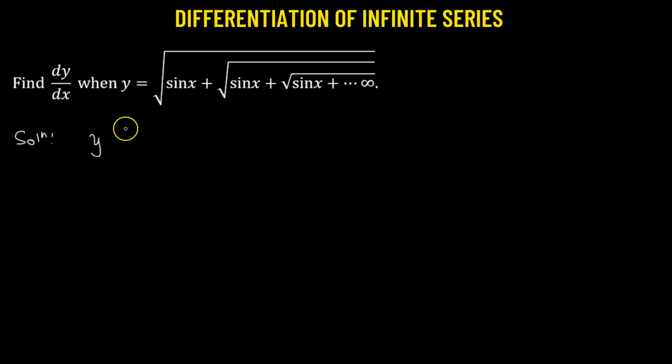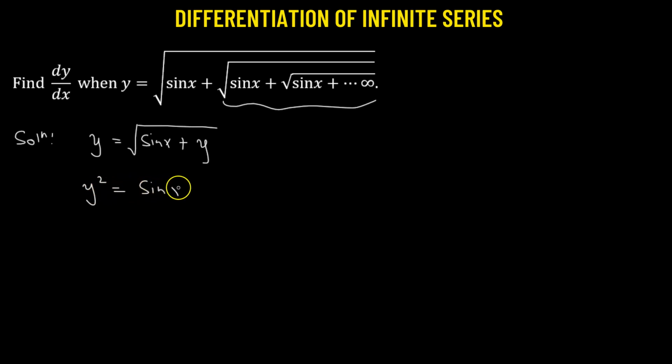So we can represent our infinite series as y equals square root of sine x. So here it's given that this is actually y. So here we can replace this entire expression with y, which gives us then y equals square root of sine x plus y. Now we can square both sides to get y squared equals sine x plus y. We'll transpose this y to the left hand side, which gives us y squared minus y equals sine x.